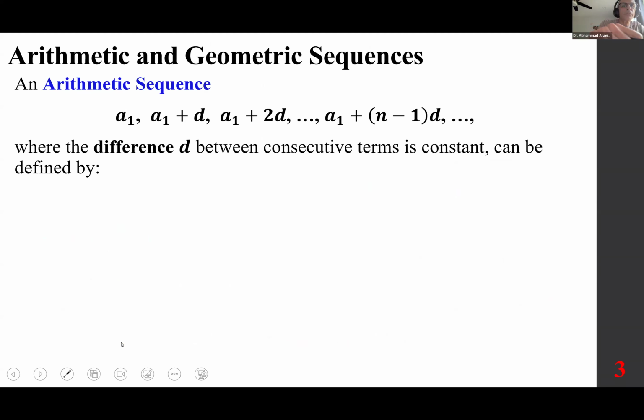All right, a couple of sequences everybody should be familiar with from basic algebra. One of them is an arithmetic sequence, where the difference d, also known as distance between consecutive terms, is constant, can be defined by. So look at this one. A sub 1 is the first term, then we add d, a sub 1 plus d, then a sub 1 plus 2d, and all the way to the end.